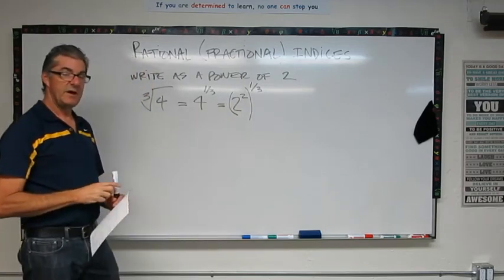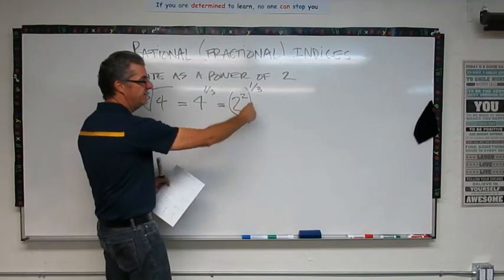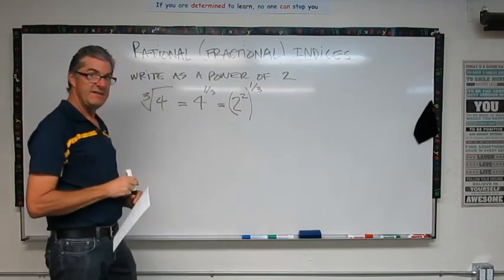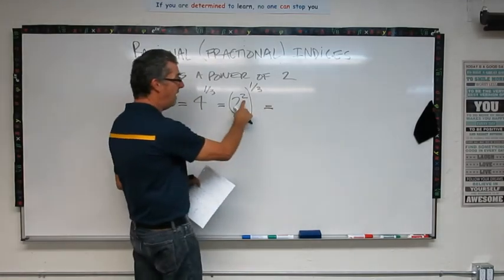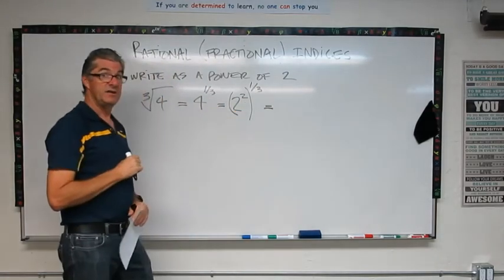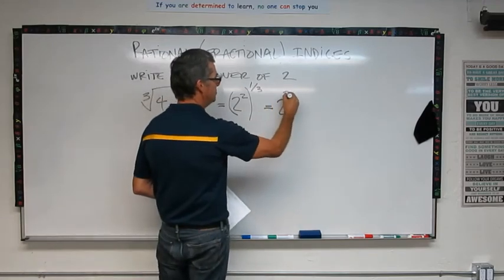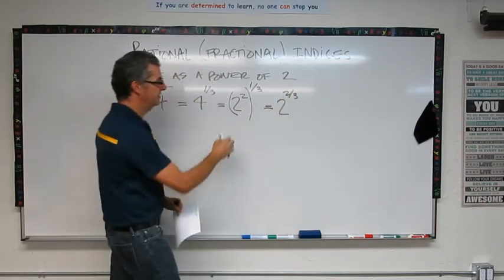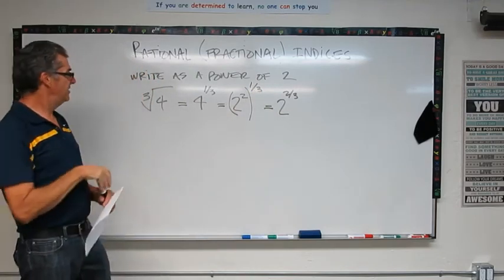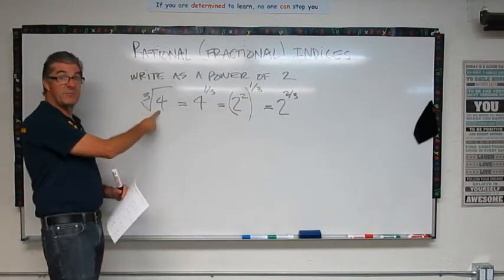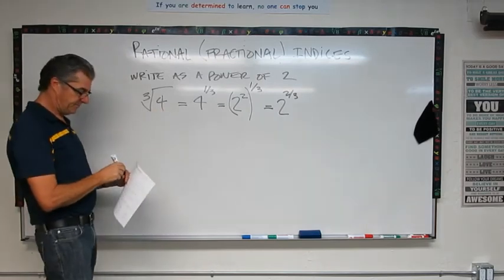Now we're going to do one more step, and it's going to make it nice and simple. Do you remember how to deal with that, how you simplify that? Let's see how you did. Power raised to a power is multiplication. So this becomes 2 to the 2/3 power, because 2 times 1/3 is 2/3. So that's how we expressed the third root of 4 as a power of 2. Let me give you one to try.